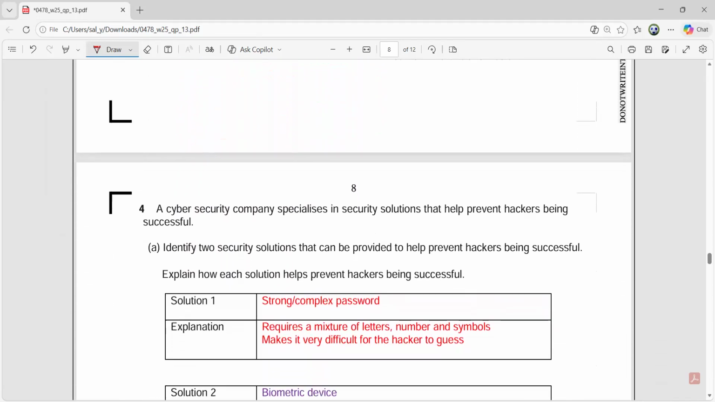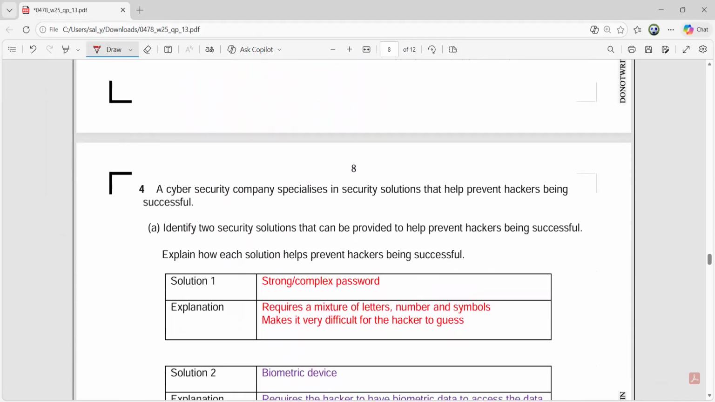Question number 4. A cybersecurity company specializes in security solutions that help prevent hackers being successful. Identify 2 security solutions that can be provided to help prevent hackers being successful. Like you want to provide some security solutions. Explain how each solution helps prevent hackers being successful.